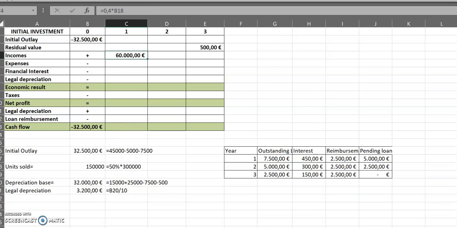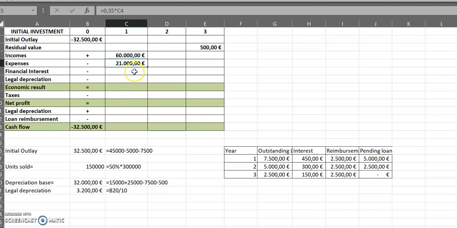So incomes for the first year, it says that the number of units sold, we already calculated, and it says the selling price is 0.4. So we just multiply 150,000 by 0.4, and this is how we get the income for this year. Let's move on to the expenses, and the exercise says that the expenses are 35% of incomes. Since we already have incomes, we just need to multiply 35% of the incomes to get expenses.